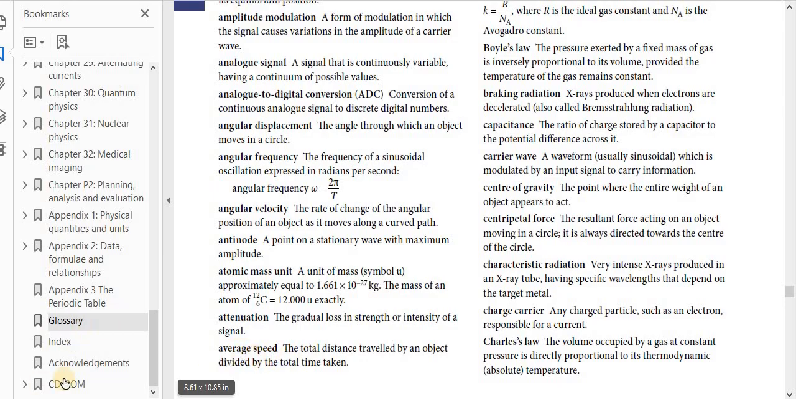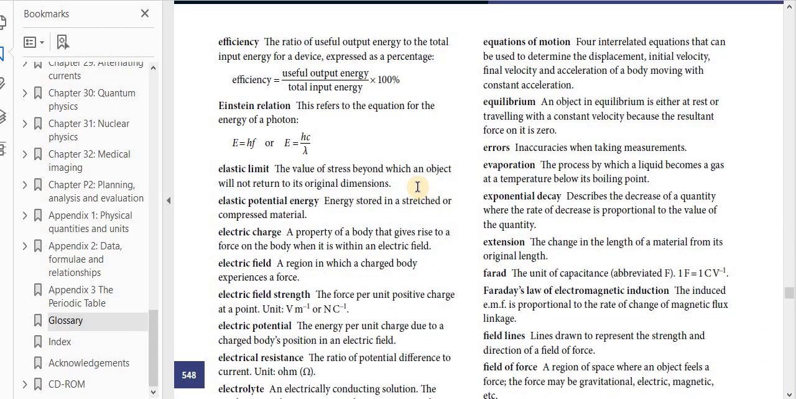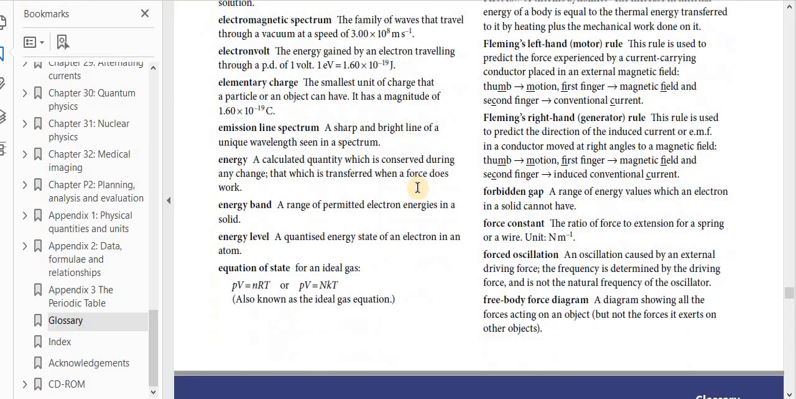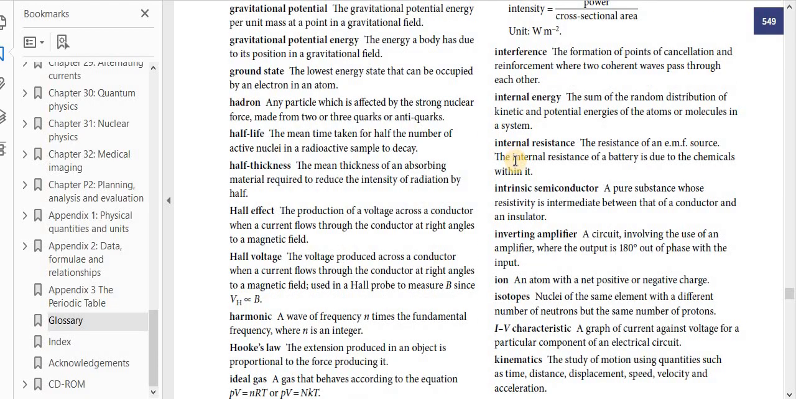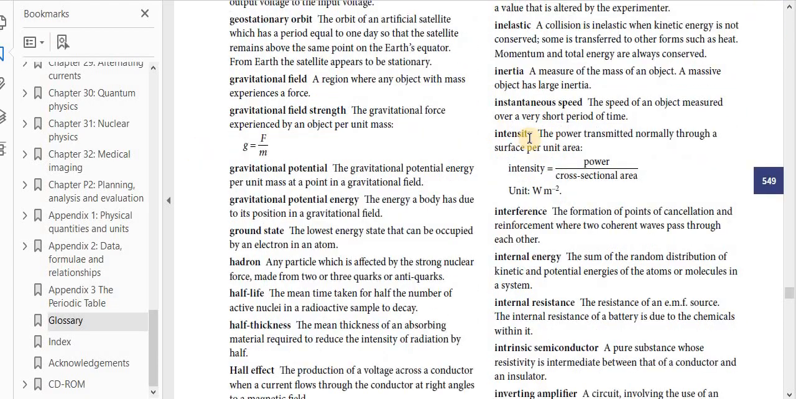You can see over here, this is in the glossary. Average speed is total distance traveled by an object divided by the total time. And if we scroll down, we can find the meaning of the word instantaneous speed. Instantaneous speed, the speed of an object measured over a very short period of time. So that is the speed at that particular moment, and that is the speed that you see on the speedometer when you are driving a car, which gives the speed at that particular moment of the vehicle.